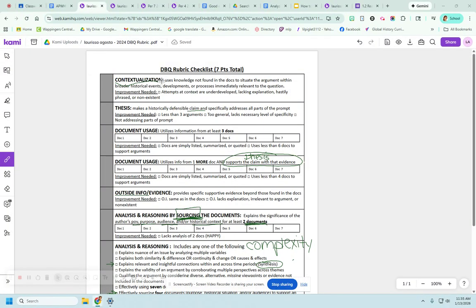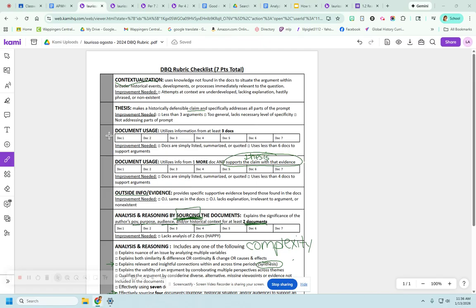The first is your contextualization and your thesis point, which go in your introduction, where you give the background of what led up to the topic of your essay, and then your thesis is based on the prompt and how you're going to explain your answer to that. It's your claim of what your answer to that prompt is.